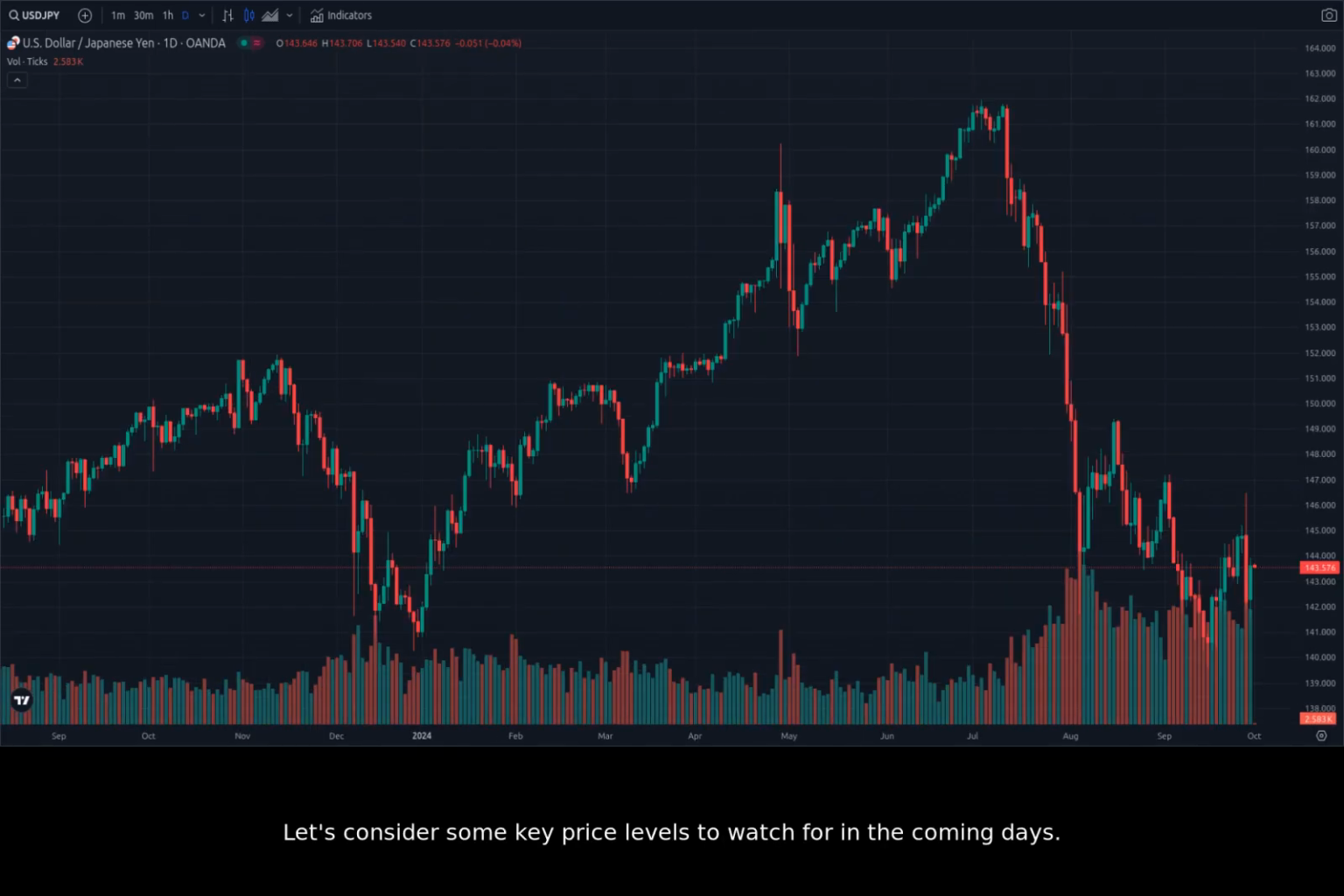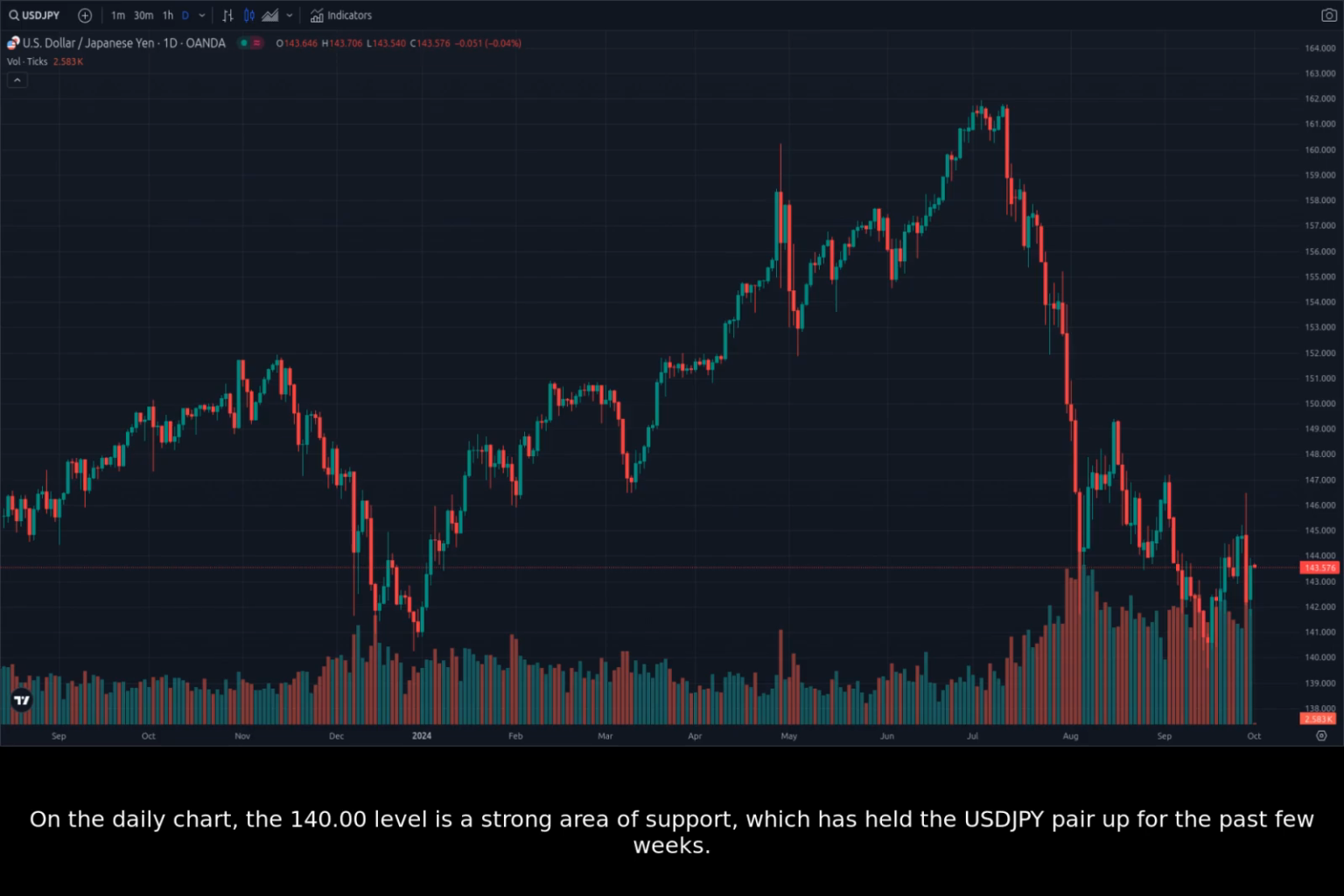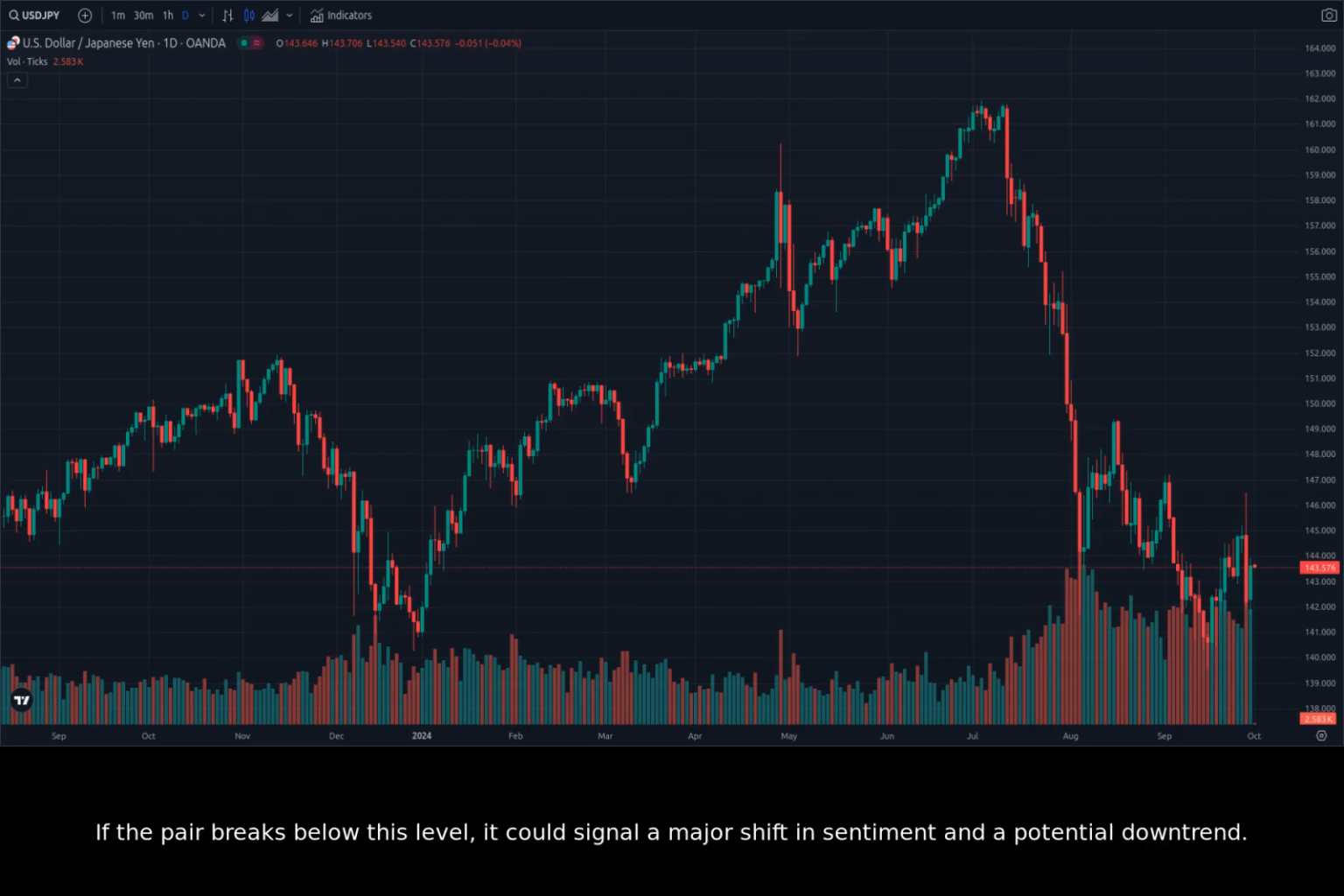Let's consider some key price levels to watch for in the coming days. On the daily chart, the 140.00 level is a strong area of support, which has held the USDJPY pair up for the past few weeks. If the pair breaks below this level, it could signal a major shift in sentiment and a potential downtrend.